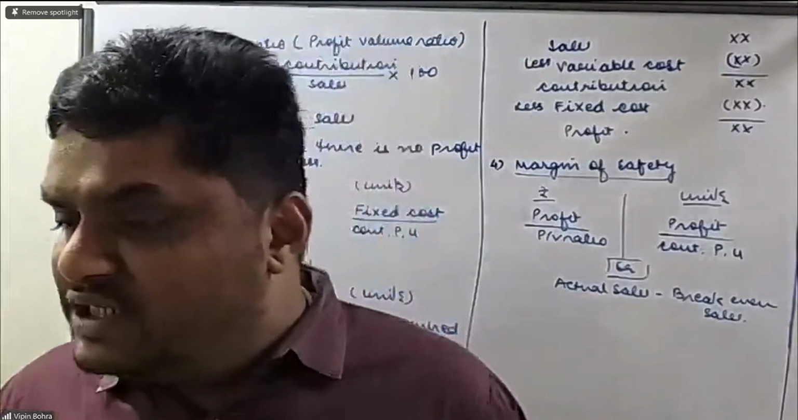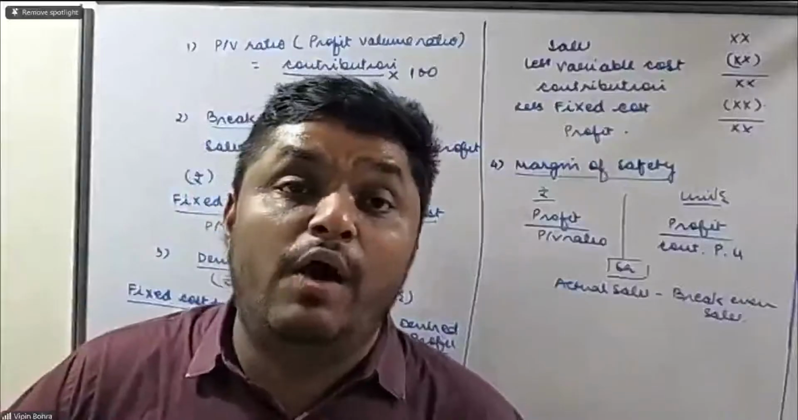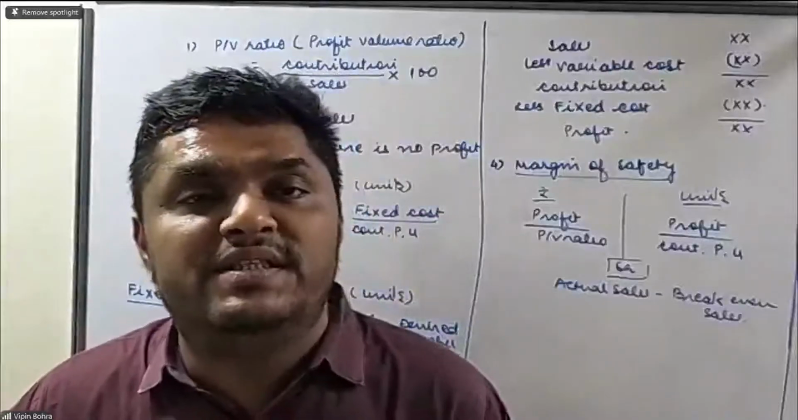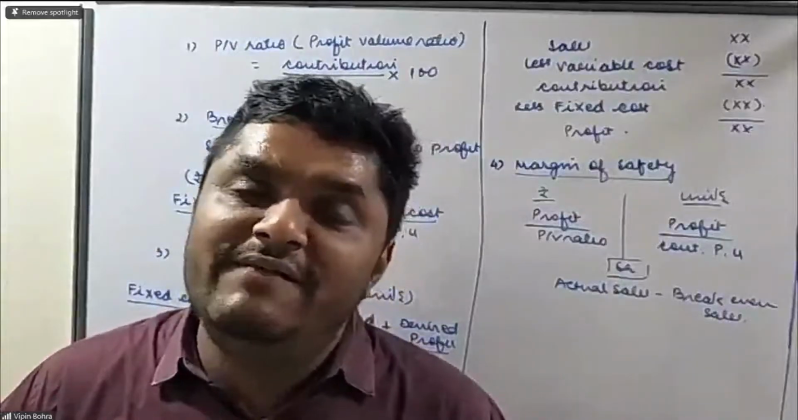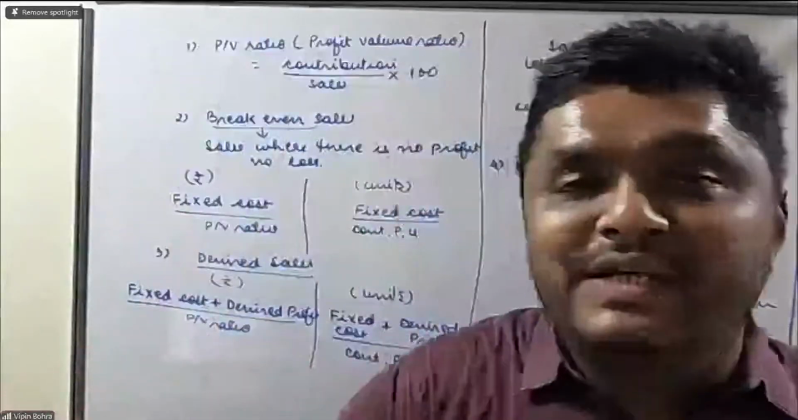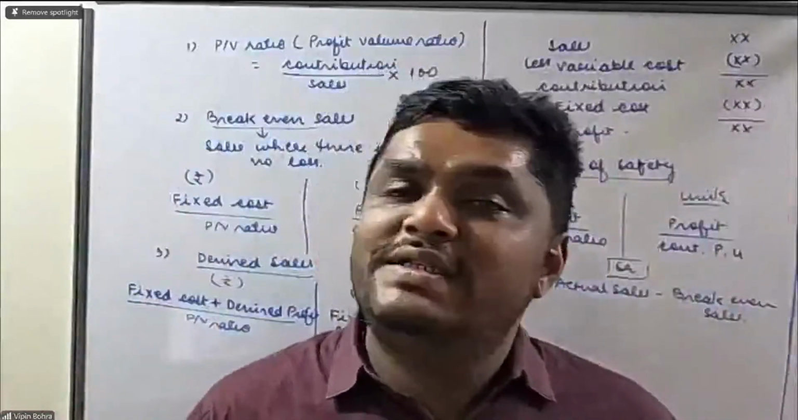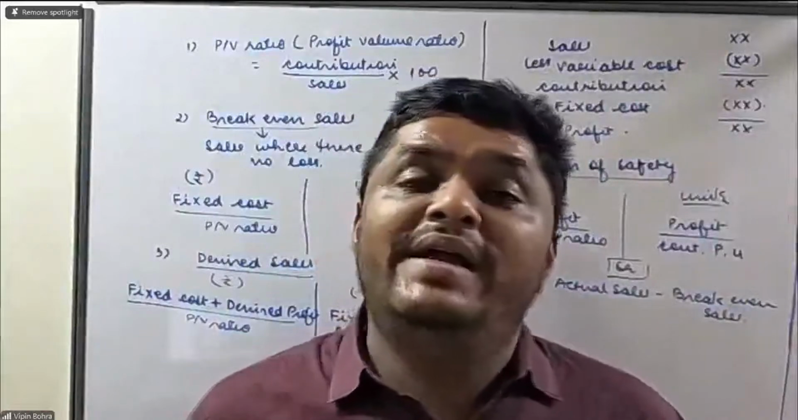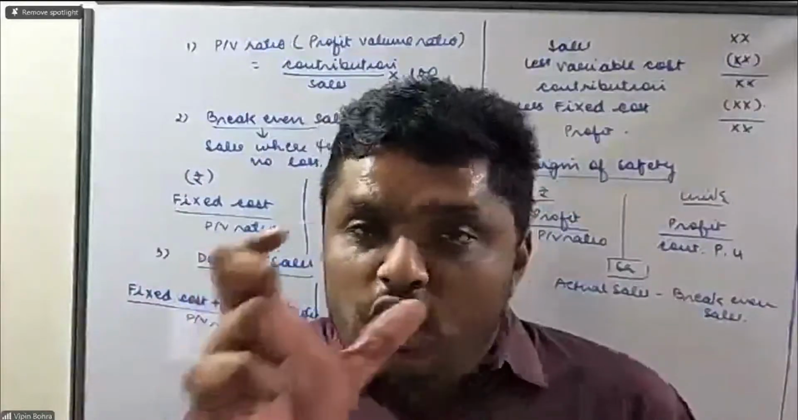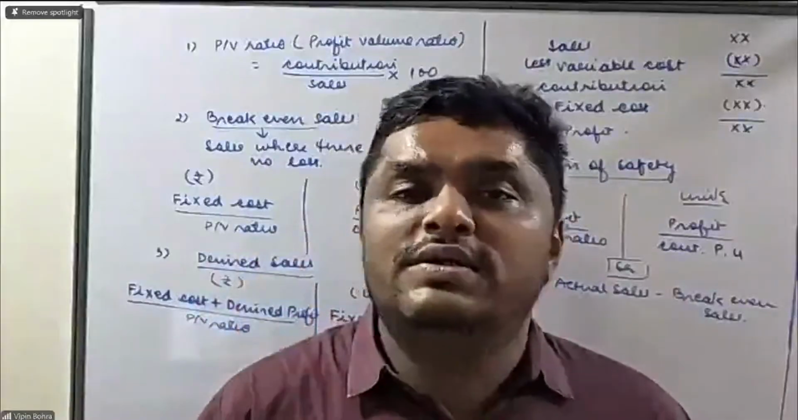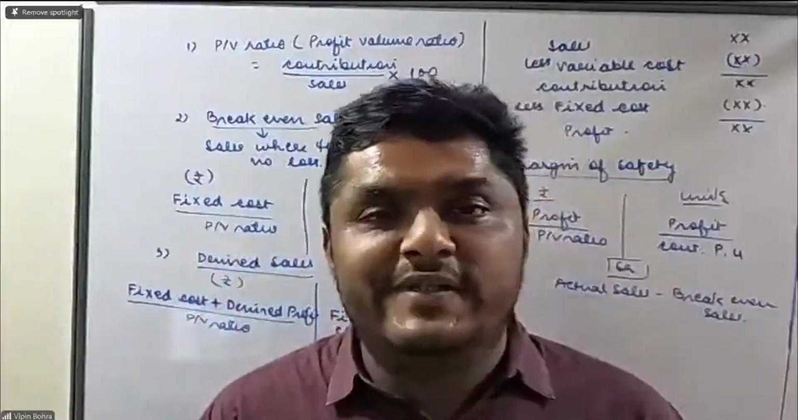When talking about margin of safety, basically it says how much we are safe from the dead point of the business. When talking about the dead point, it is basically the break-even sales. So let's say my actual sales is 5,000. We are on a sale of 5,000 and my dead point is 3,000. That is my break-even sales is 3,000. So how much safe am I? 2,000 rupees. So this is what margin of safety is.